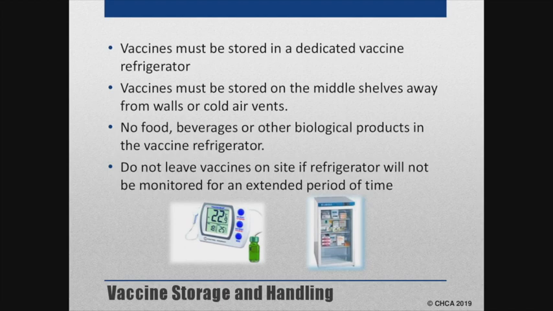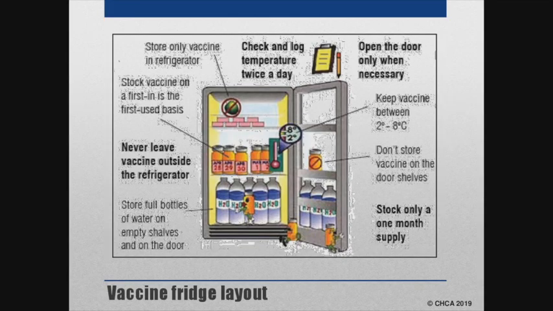Also make sure there's a functional thermometer, which we typically check in our routine in the morning and evening. This is an example of a vaccine layout where you can see the log temperature book. Open the door only when necessary. Keep the vaccine fridge between 2 and 8 degrees Celsius. As I mentioned, don't store vaccines on the door shelves. Stock only a 1 month supply. Store full bottles of water on empty shelves and also in the door. This helps to maintain the temperature.